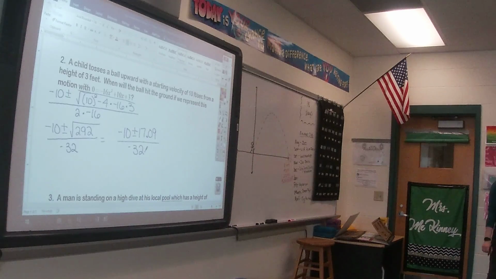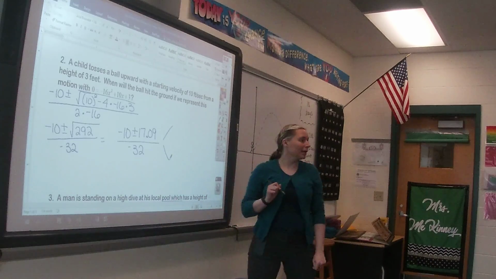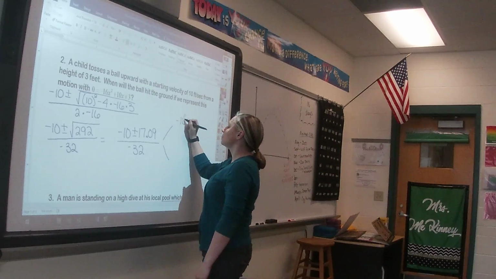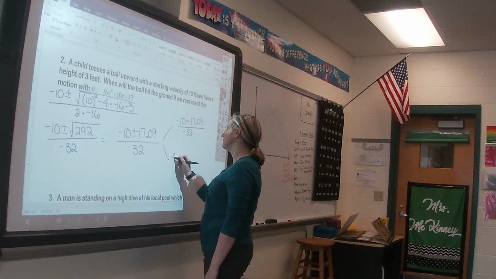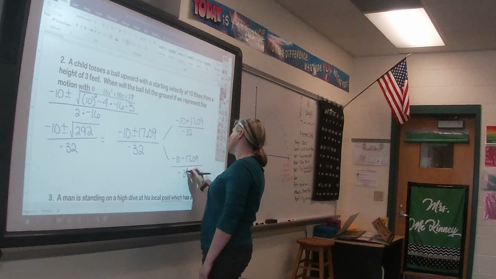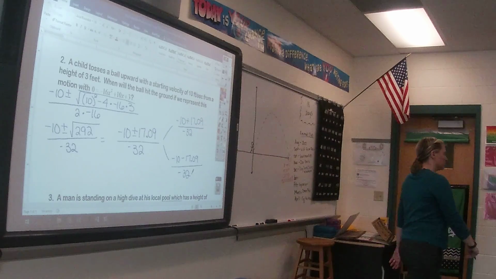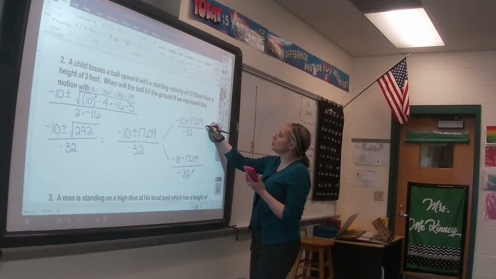Then what do we do? I love you all drawing the thing in the air. Right? So -10 plus 17.09 over -32, and -10 minus 17.09 over -32. And then what do we do? Right? We're going to calculate both of those. Simplifying, I guess. -0.22.